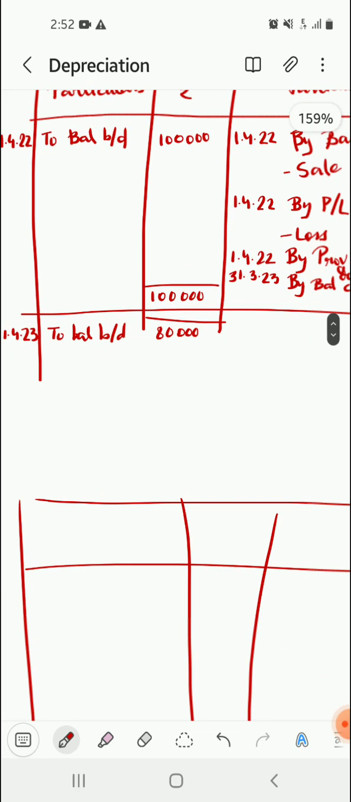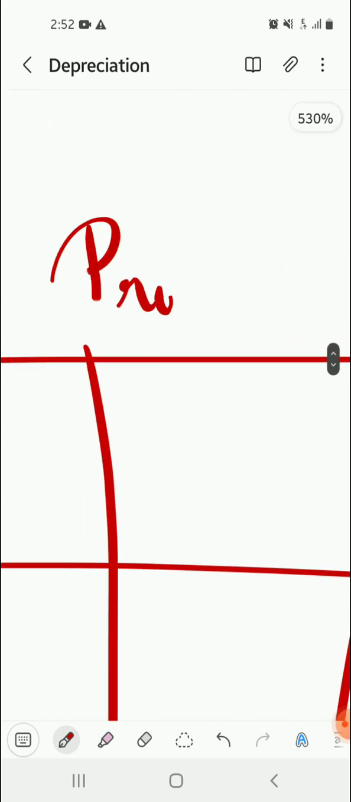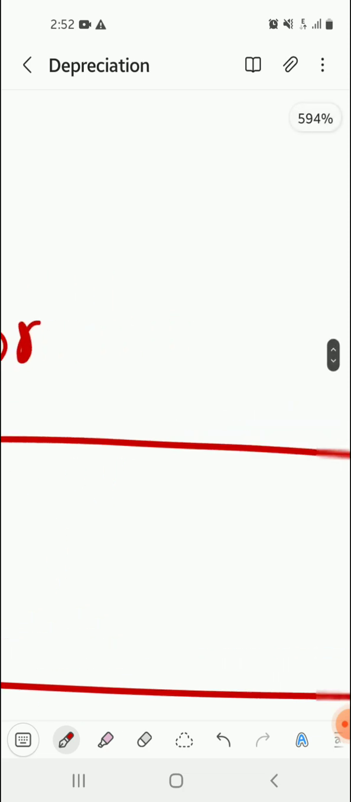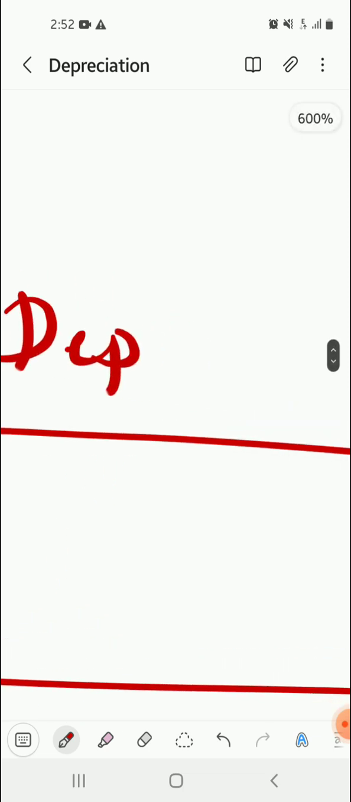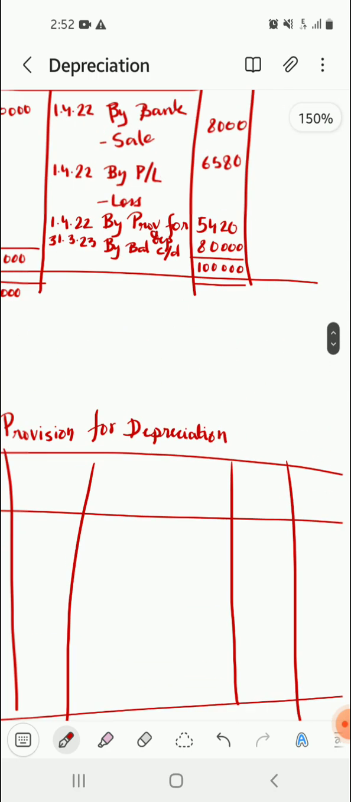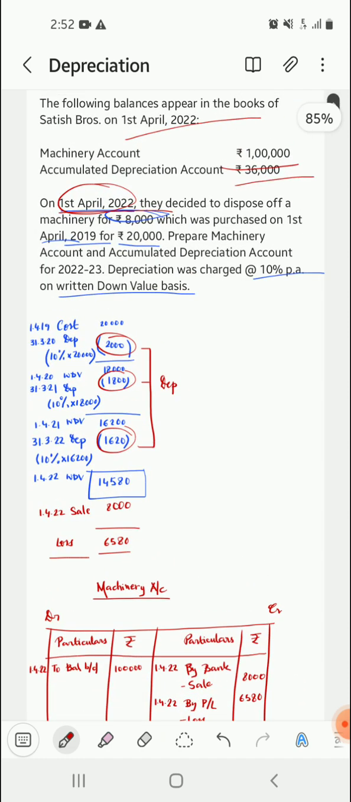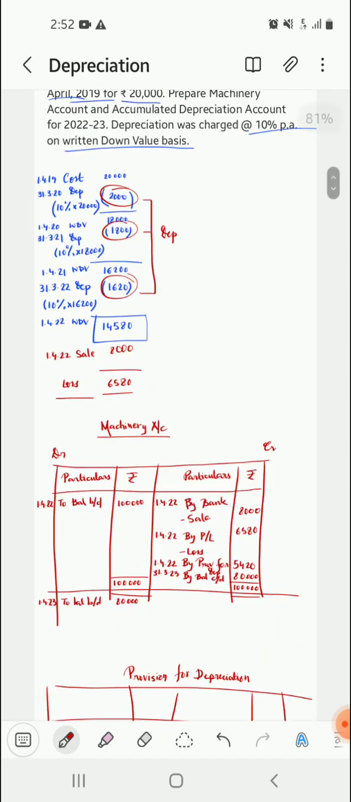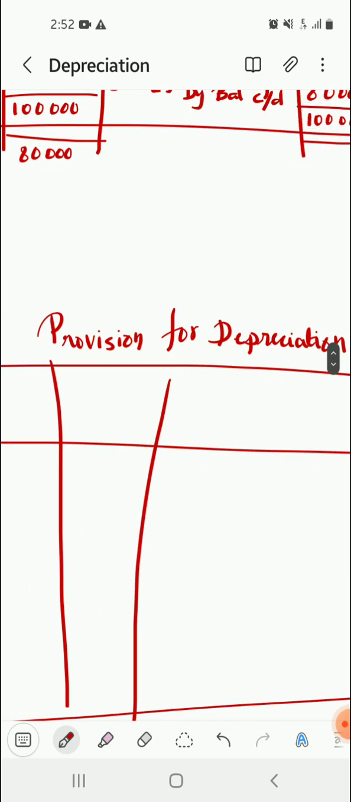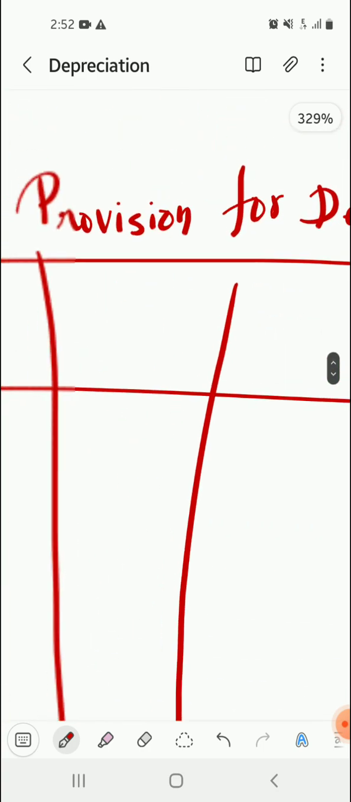Similarly, over here when we are making the provision for depreciation, so make the account for provision for depreciation. See, over here, it was already stated that the accumulated depreciation account had 36,000 as a balance. And we know depreciation is an expense, okay? And we're making a provision. Provision always begins with the credit side. So we're going to write the balance on the credit side, which is this side. So we're going to write it in this manner.